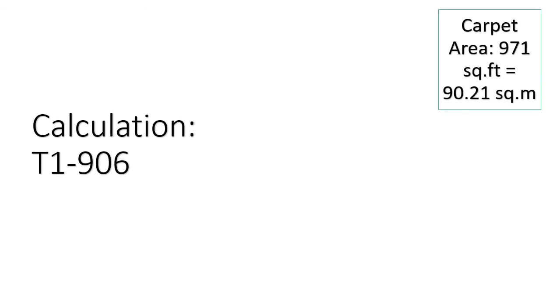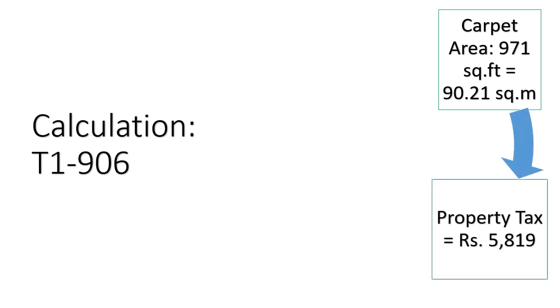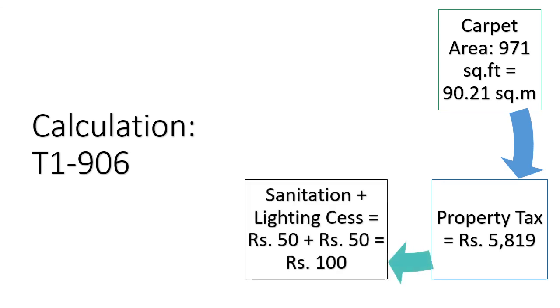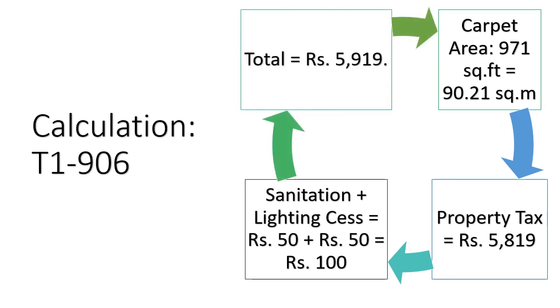The calculation for the flat in Highlands is like this. The carpet area shown is 971 square feet, which translates to 90.21 square meters. The property tax in the bill is 5,819 rupees. Plus sanitation and lighting cess adds up to 100 rupees and the total bill is 5,919. This fits into the same formula that we have applied for our tax calculations.